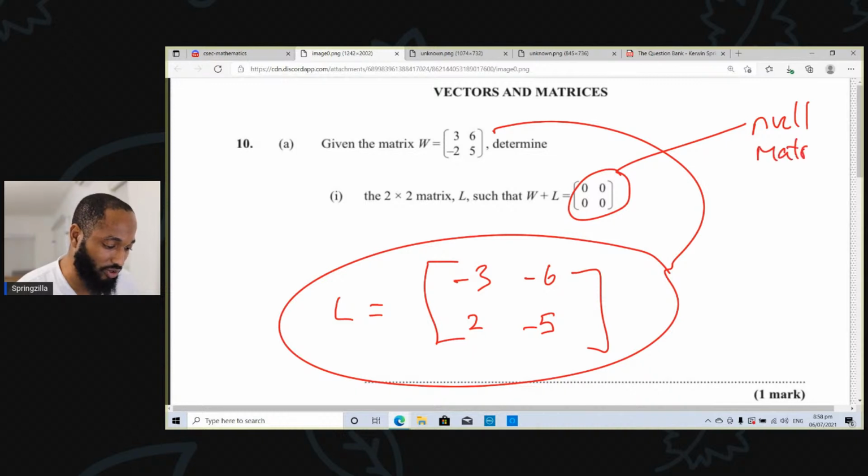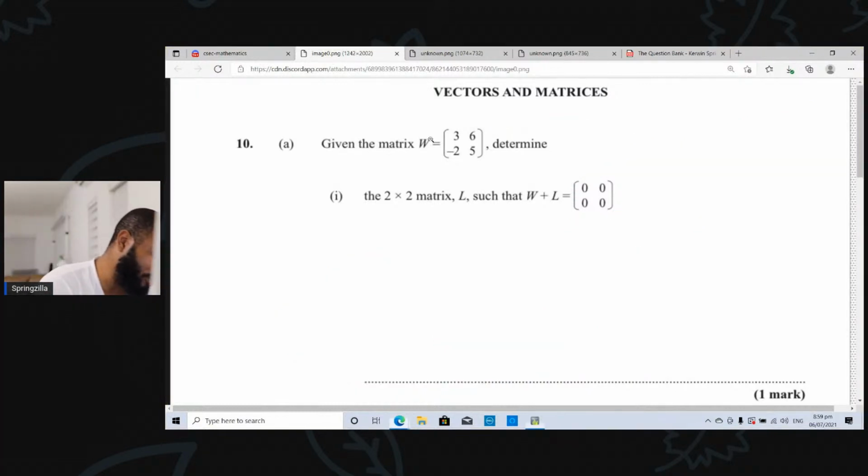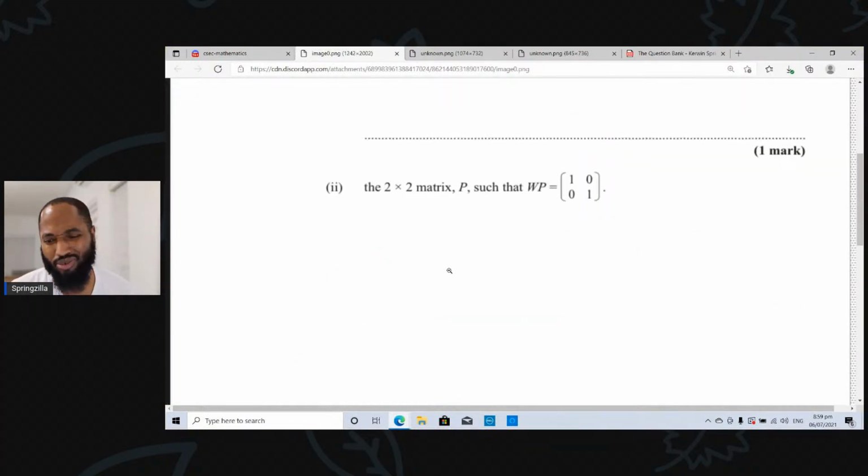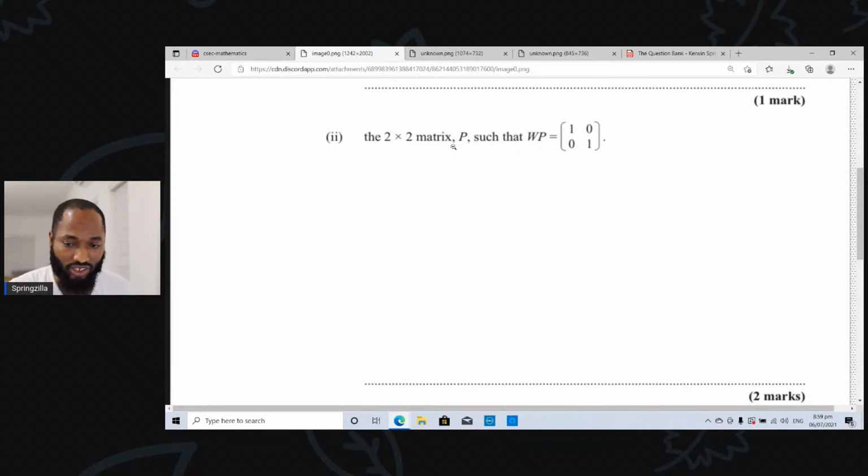You don't really see this guy too often. He shows up once in every 10 years or something like that. That's the 0 matrix, or the null matrix. Now, a 2 by 2 matrix P such that when you multiply W by P, you get the identity matrix. So if you multiply W, that's the matrix you're looking for, by P, and you get the identity, it means that W is the inverse of P. Anytime you multiply a matrix by another matrix and you get the identity, it means one is the inverse of the other, right? So let me just find out what W was again.